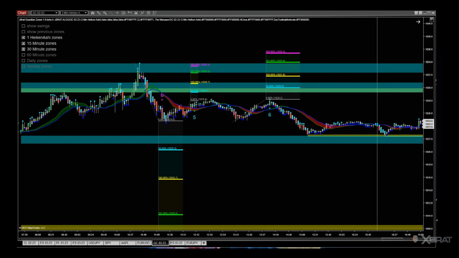So I'm using the NinjaTrader platform because we have the Guardian zones on there, the xBrat Guardian zones, which are automated support and resistance zones on multiple time frames. And then what I've got on there is the xBratAlgo with those 5 and 6 star sell signals and things like that.